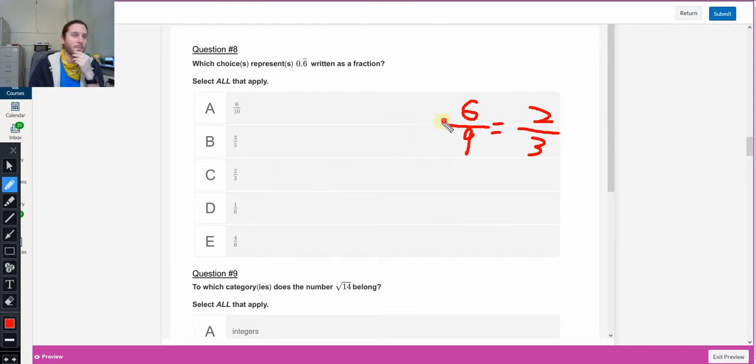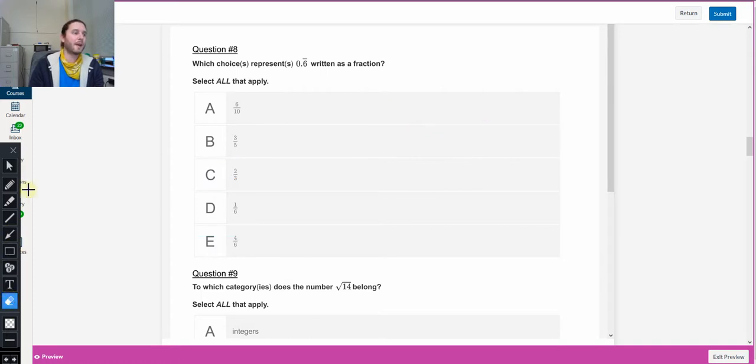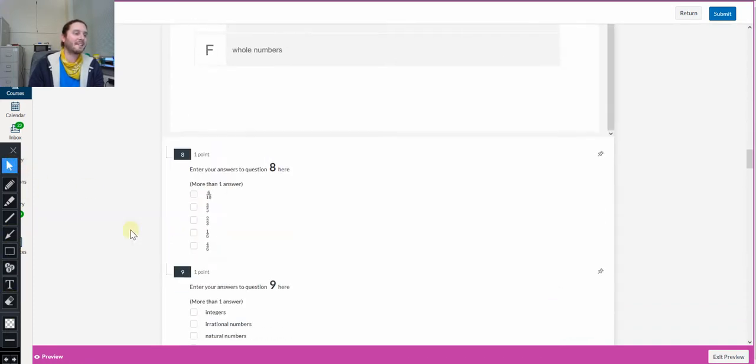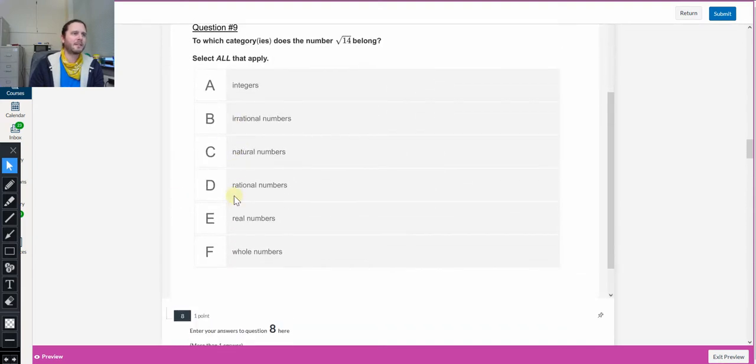It could also be partially simplified to be 4 over 6, meaning my answer to this could either be C or it could be E. Those two are equivalent to 6/9. So for number 8, we have 2 answers. It is C and E. There we go. And number 9, which categories does the number square root of 14 belong?